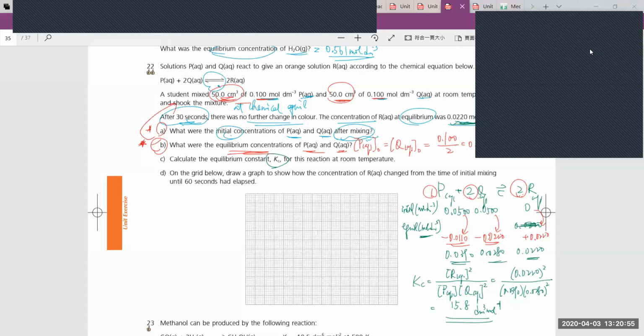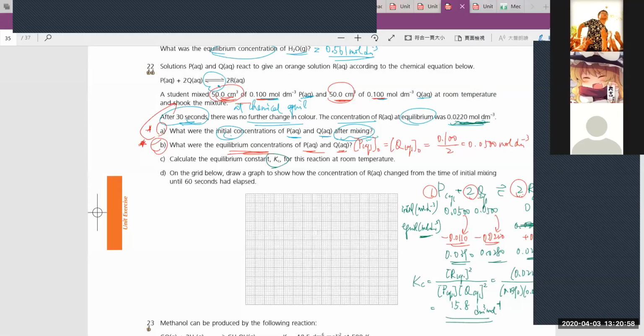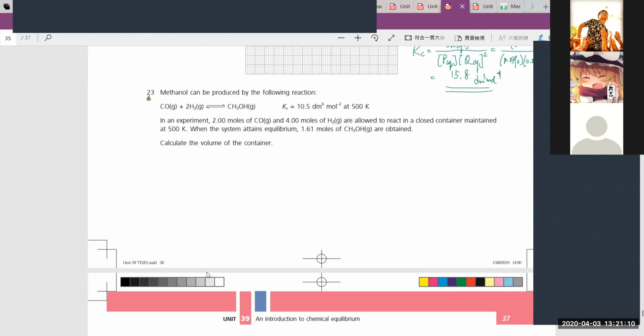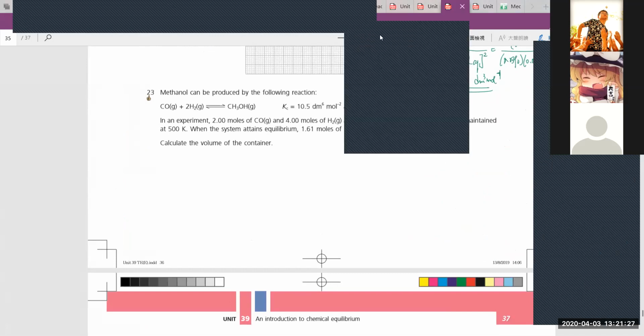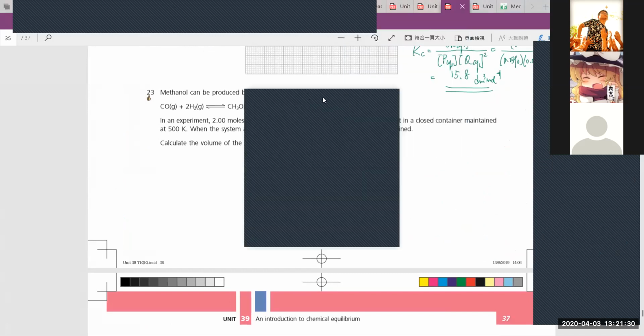Can you see this? Okay, this is the page. I asked you guys to do the following two questions, 23 and 24, yesterday. I will just give you the numerical answer only this time because I suppose all of you have done it. Or maybe you can give me yours. Anyone who knows the answer for this?